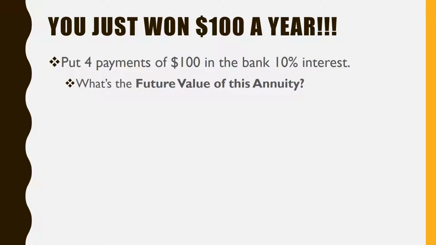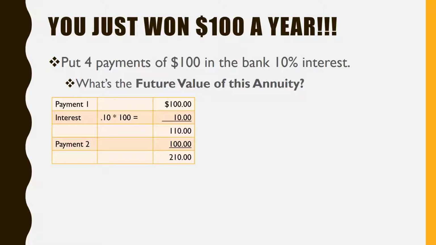Well, now you've just won $100 a year. So you played a different kind of lottery ticket and you're just so lucky. This one's going to give you 4 payments of $100. We're still going to put it in the bank at 10% interest. This is called an annuity because we have more than one payment and we're looking for the future value. So this is the future value of an annuity.